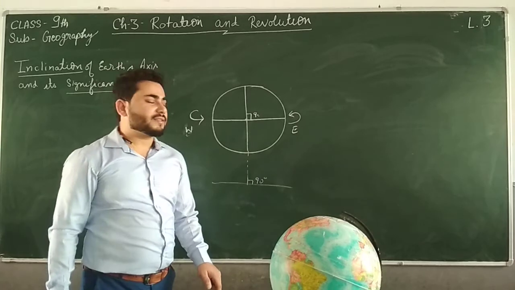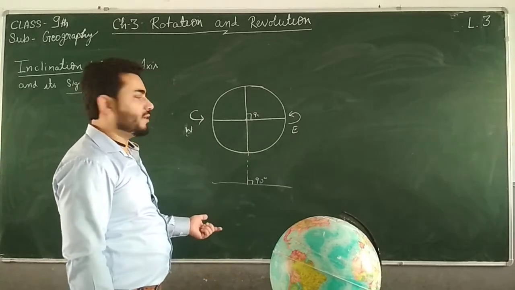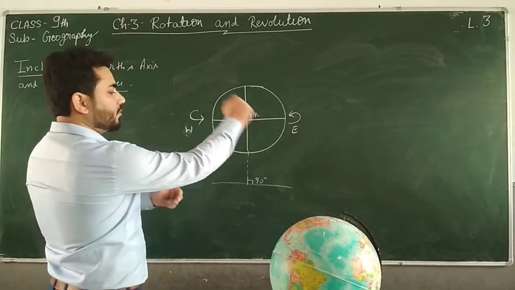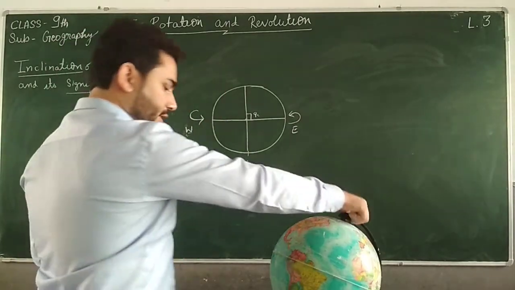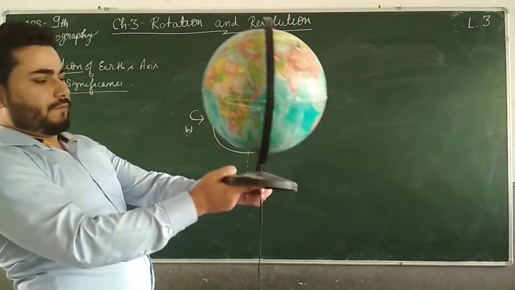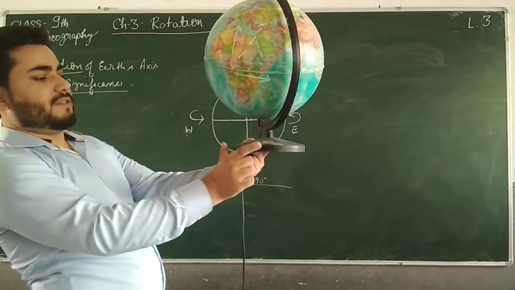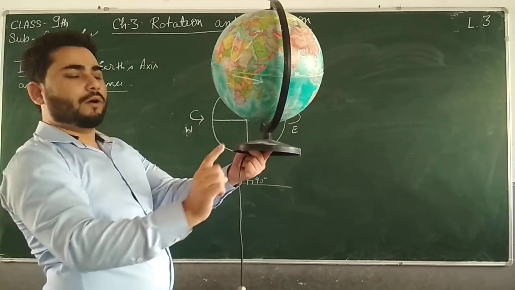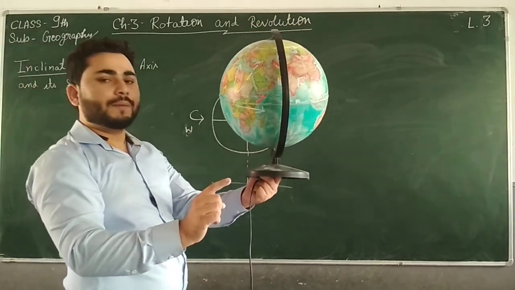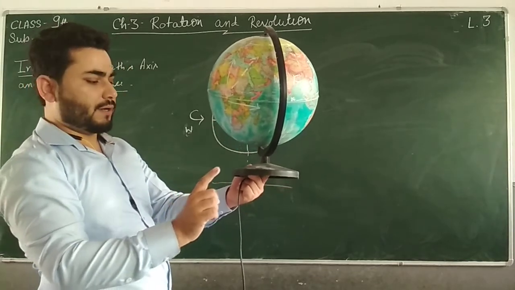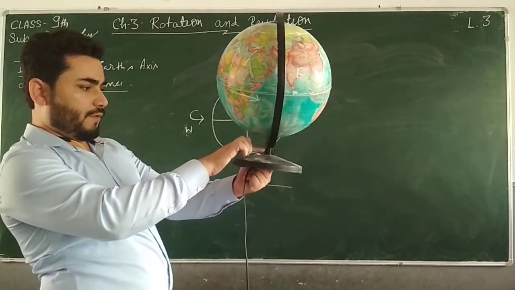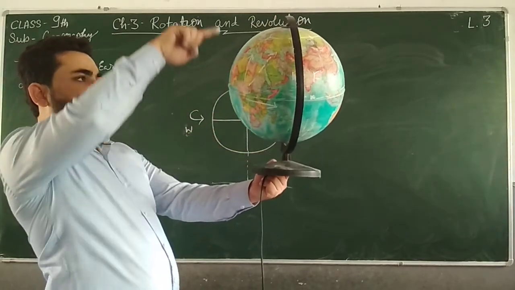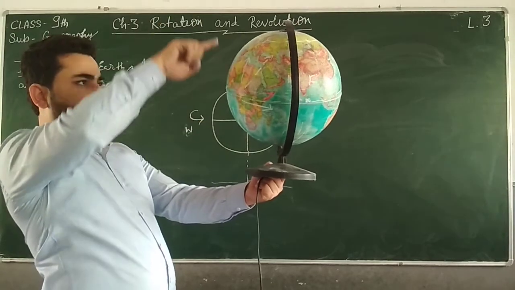But Earth's axis is not at 90 degree. Its axis is not perpendicular, it is not rotating this way. You can see, I can show you the globe. This is the plane with respect to the orbit of Earth's revolution around the sun. If the axis were straight like this, then it would be perpendicular.